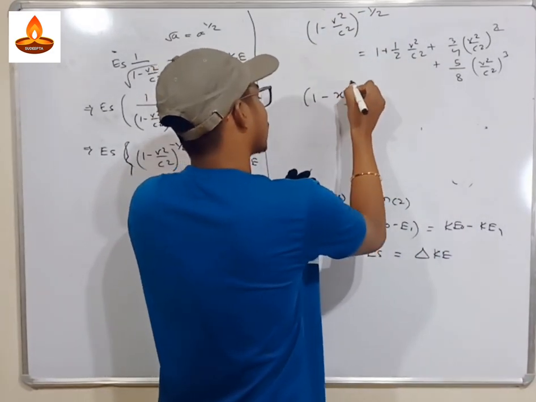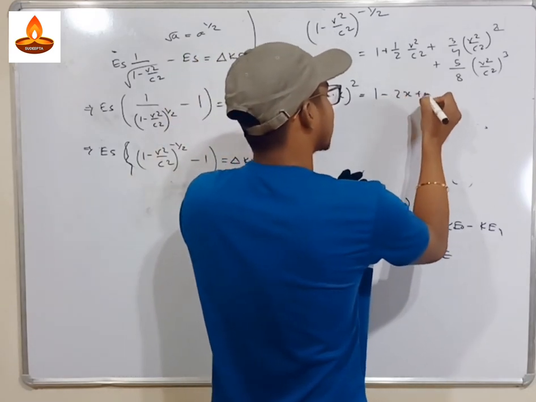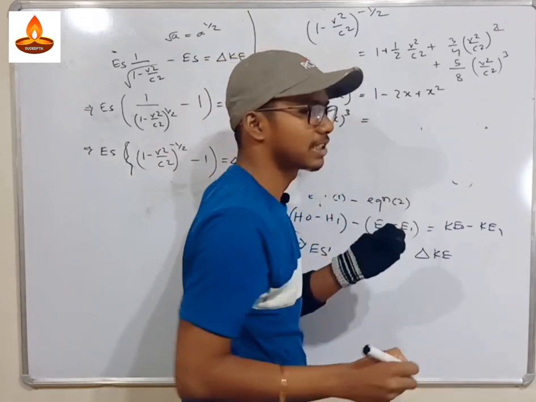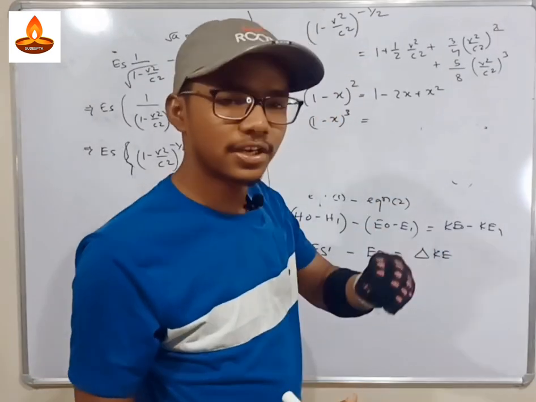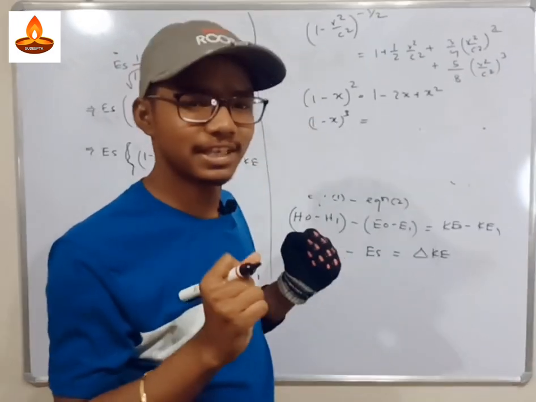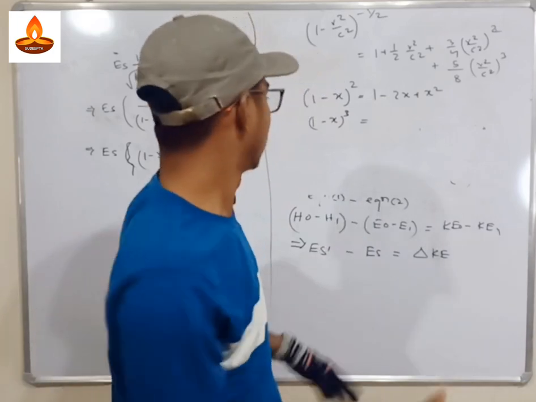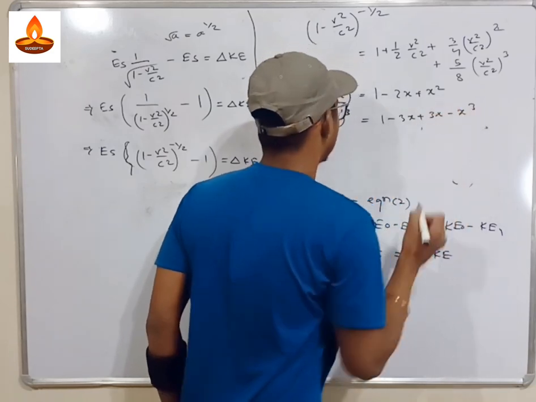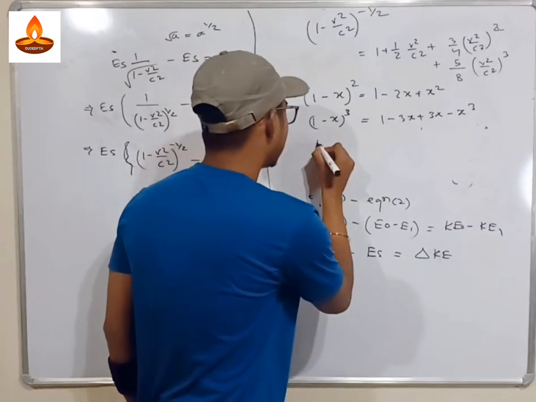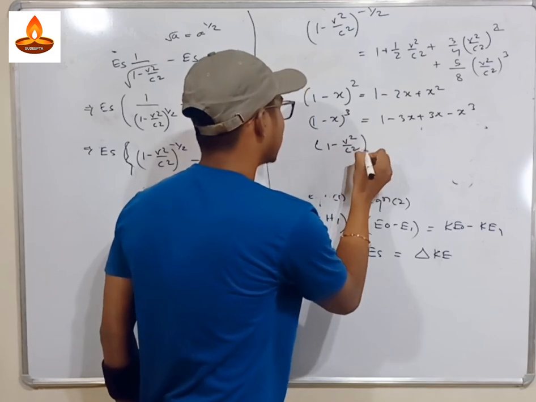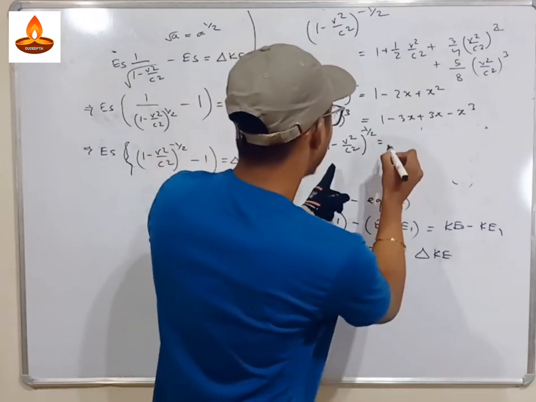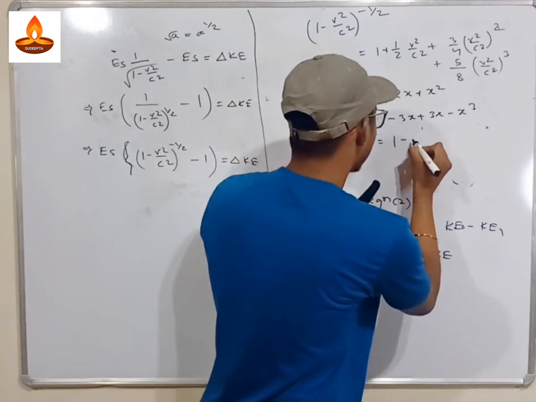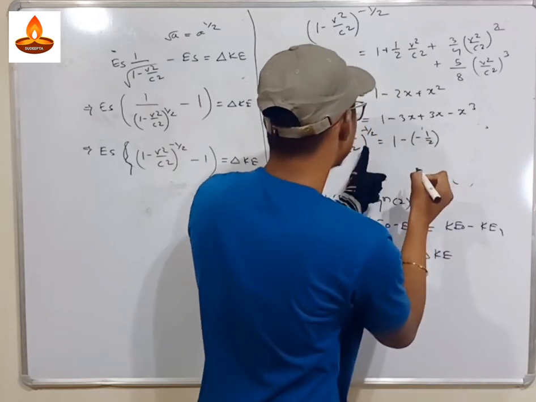1 minus x squared is equal to 1 minus 2x plus x square. 1 minus x cube, how did it happen? We all know binomial expansion. Don't worry, I am going to derive the binomial equation from the mathematics section as well. That is 1 minus 3x plus 3x squared minus x cube. We all know it, it's the same thing. 1 minus b square upon c square to the power minus 1 upon 2, that is 1 minus, then the equation comes: minus 1 upon 2 into who is the x here?